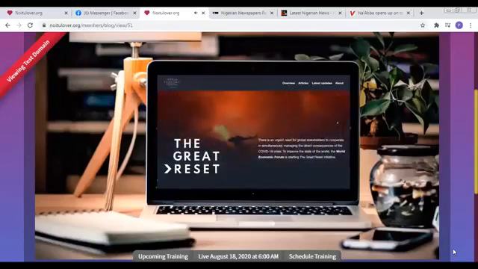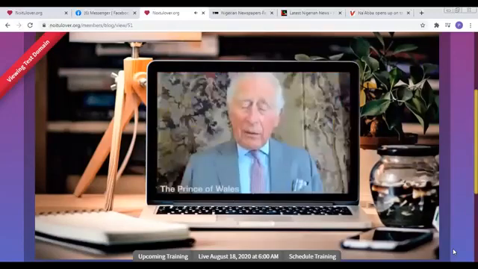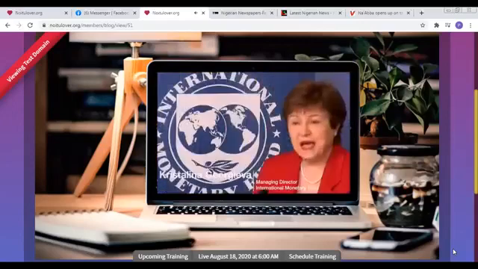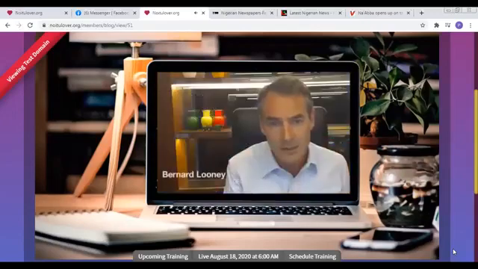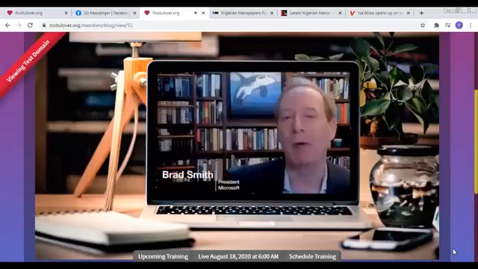The launch of the Great Reset was supported by Klaus Schwab, the founder and executive chairman of the World Economic Forum, England's Prince Charles, Antonio Guterres, Secretary General of the United Nations, Kristalina Georgieva of the International Monetary Fund, and the launch was also supported by the CEOs of BP, MasterCard, and the president of Microsoft.